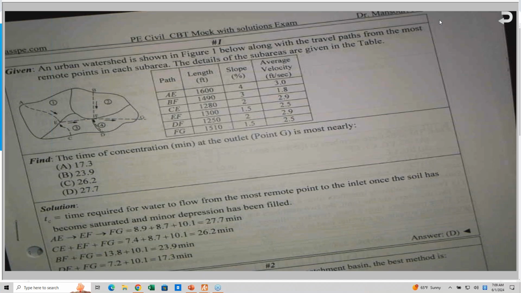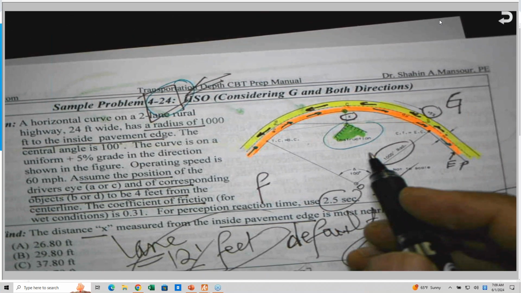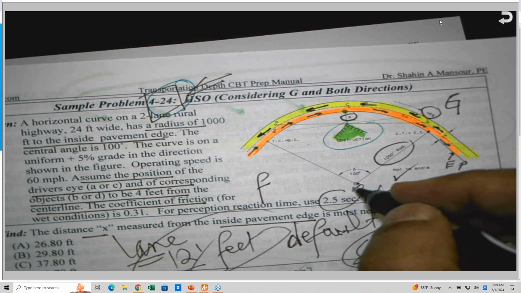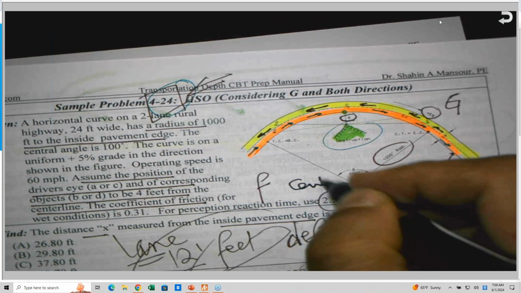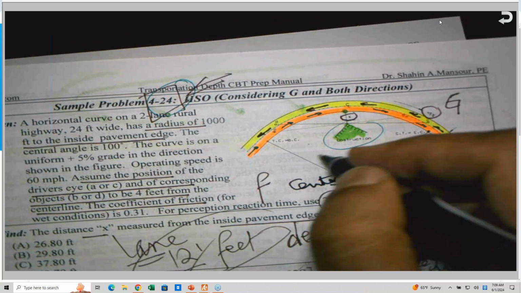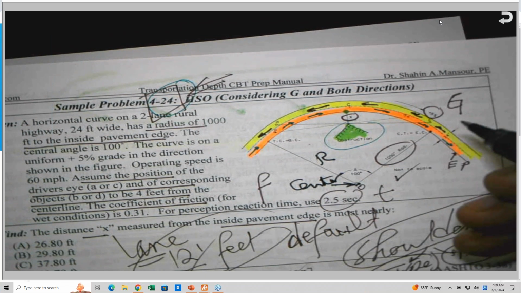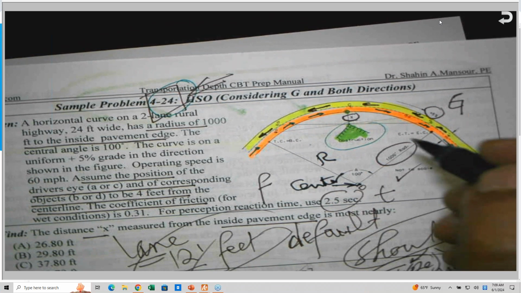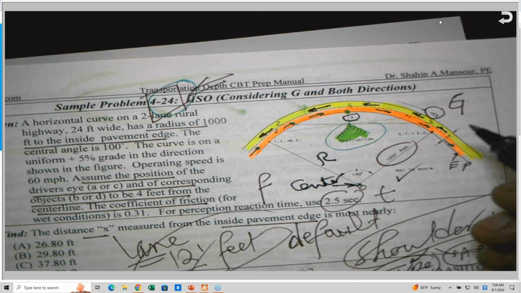So as you can see here, I colored it for you when I was talking about this problem. This is the center of the curve, the center or the radius point, as we call it sometimes. And this is the R. If the R is not given to the center line of the inside lane, you have to adjust that. And this is what happened here. He gives you the radius to the edge of pavement. So in this case, the R has to be adjusted. We need to be aware of that.